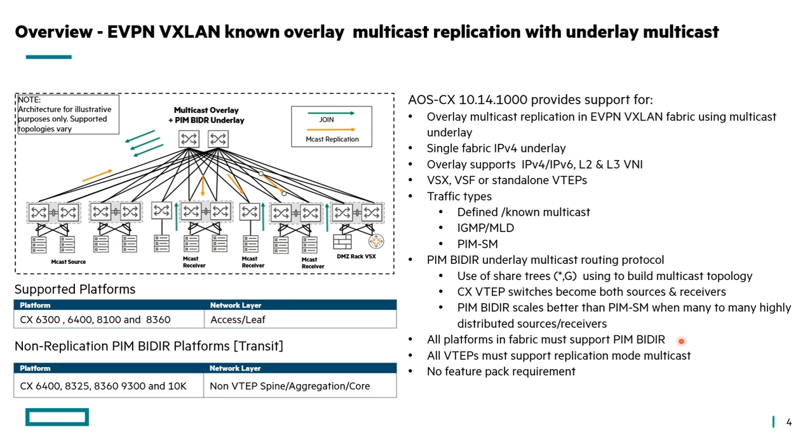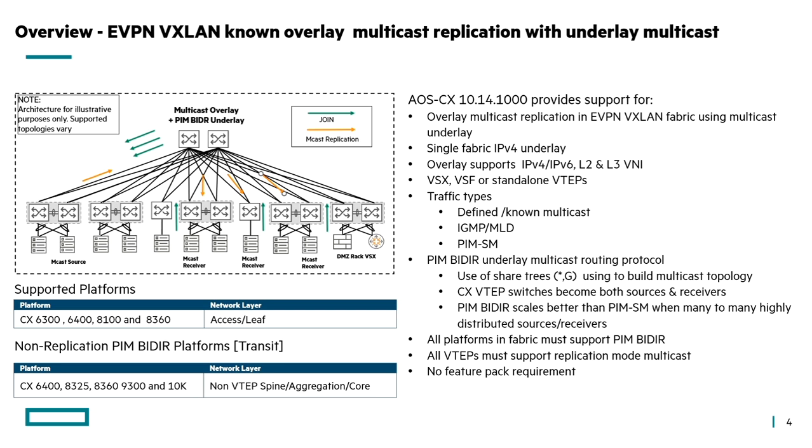So all platforms in the fabric must support PIM bidirectional as a minimum, and then all VTEPs that are doing replication must support the replication mode multicast. And no feature pack is required for this enhancement. The supported platforms for multicast replication in Access Leaf are as shown, and then for non-replication that support PIM bidirectional, where they will typically have a spine, aggregation or core in the network, the 6400, 8325, 8360, 9300 and 10K can be used.